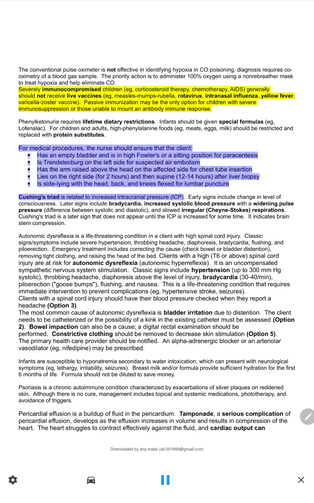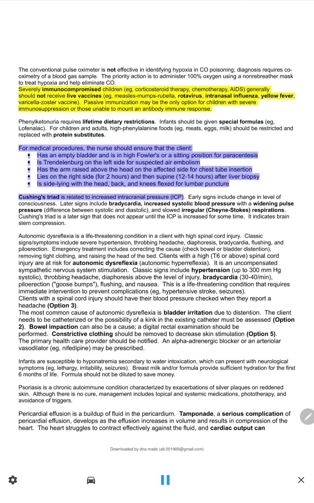For medical procedures, the nurse should ensure that the client has an empty bladder and is in high Fowler's or a sitting position for paracentesis. Trendelenburg on the left side is for suspected air embolism. Chest tube insertion has the arm raised above the head on the affected side. After liver biopsy, the client lies on the right side for 2 hours, and then supine for 12 to 14 hours. Lumbar puncture is side lying with the head, back, and knees flexed.